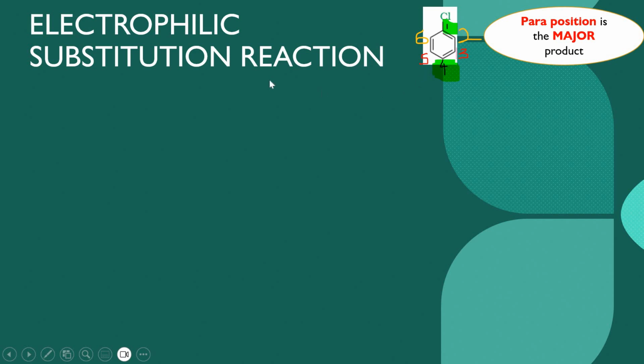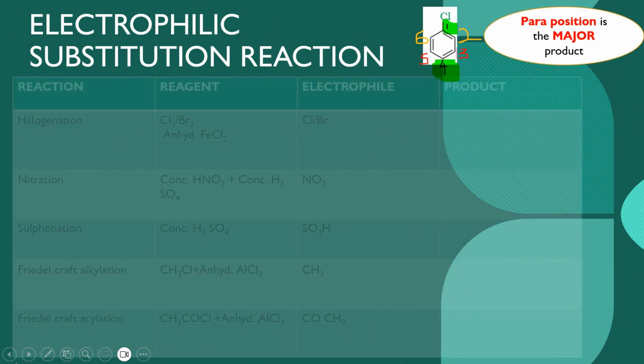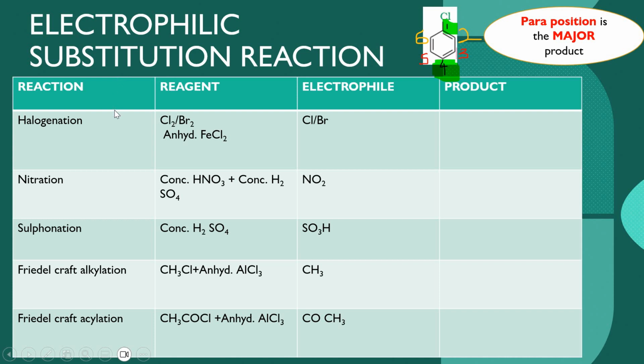So let's see what different types of electrophilic substitution reaction we have. These are the common ones: halogenation, nitration, sulphonation, Friedel-Crafts alkylation, Friedel-Crafts acylation. I have segregated them into a table so that it is easy to remember the reagent and the electrophile which is going to attack, and let's see what products we obtain.